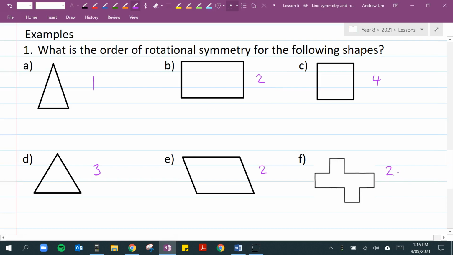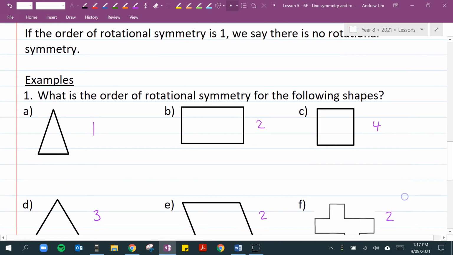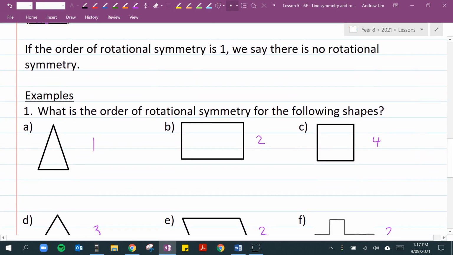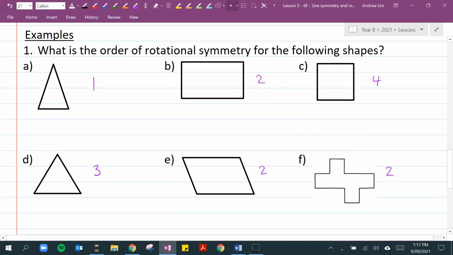Okay. So out of the 6 shapes that we've looked at, one of them has no rotational symmetry. And that's question A, right? When the order of rotational symmetry is 1, we say there's no rotational symmetry. The only one out of these 6 is A. Of course, that's not the only shape with no rotational symmetry. There are many other ones. It just so happens in these 6 examples, that was the only one.